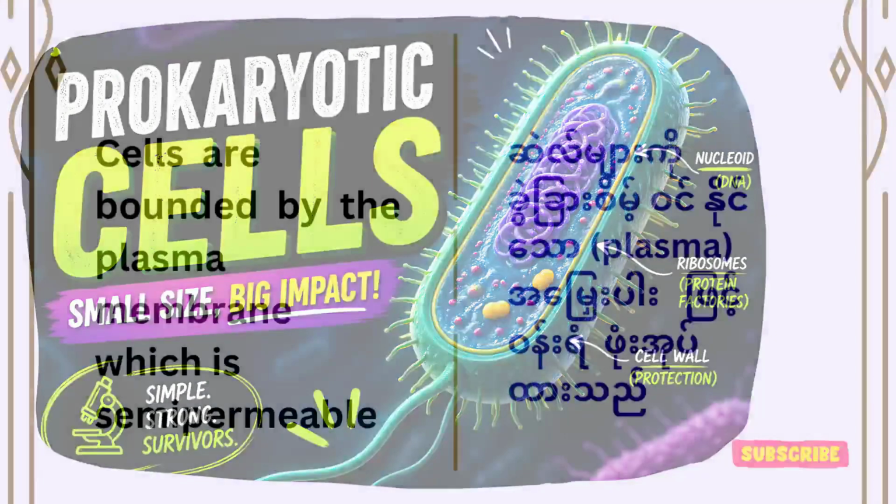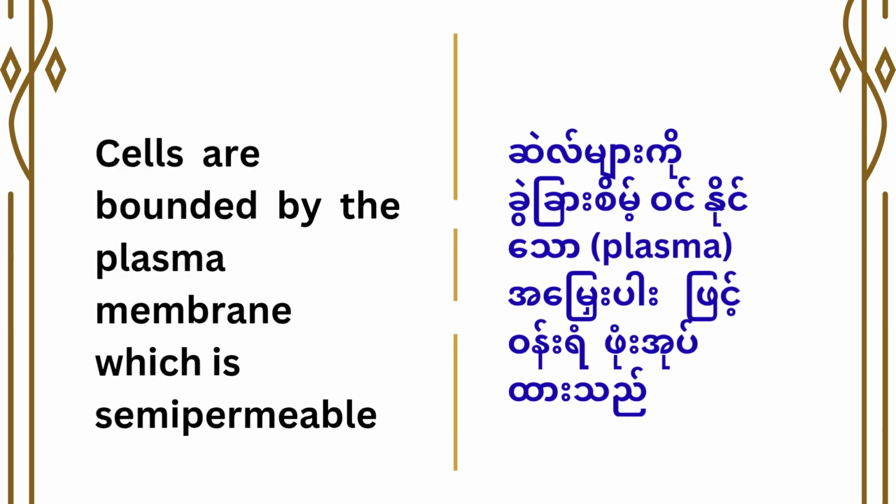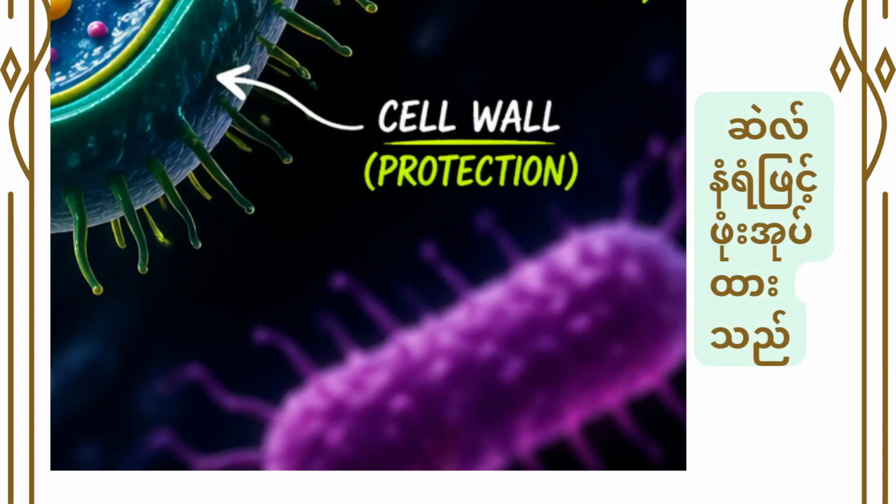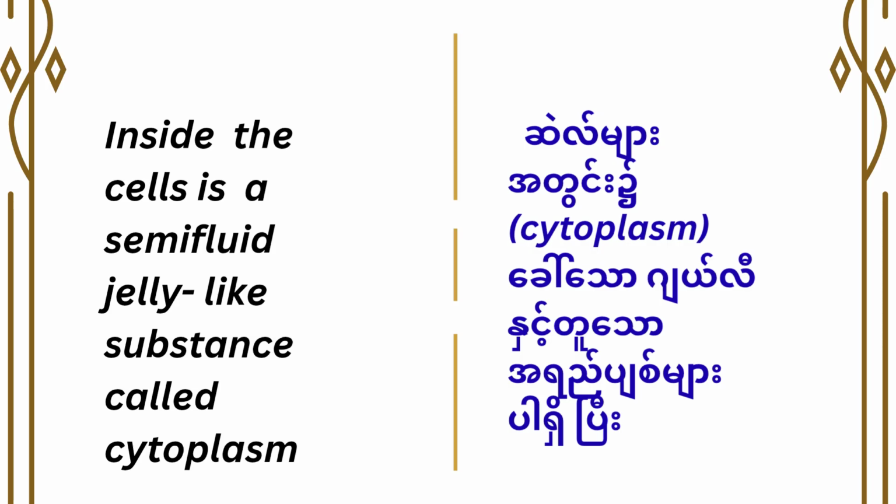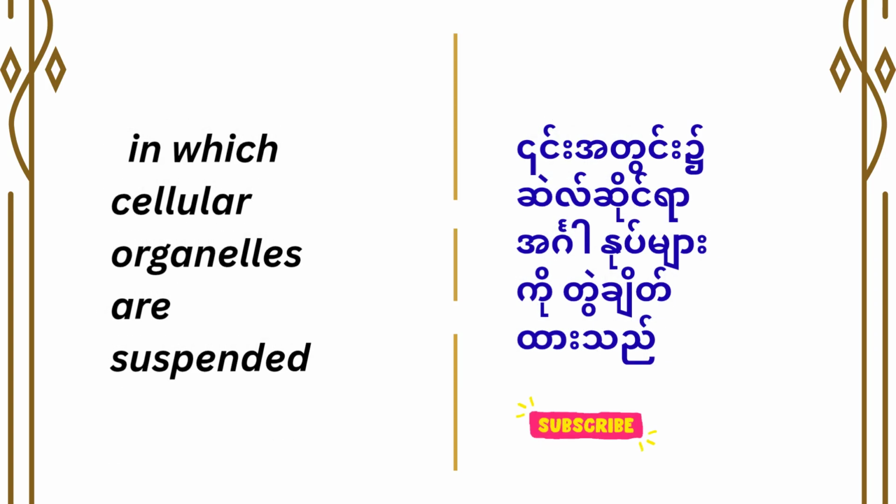Prokaryotic cell. Cells are bounded by a plasma membrane, which is semi-permeable. Inside the cell is a semi-fluid, jelly-like substance called cytoplasm, in which cellular organelles are suspended.